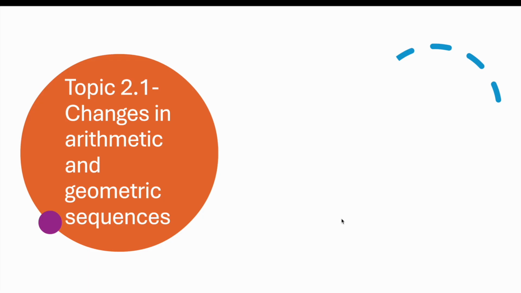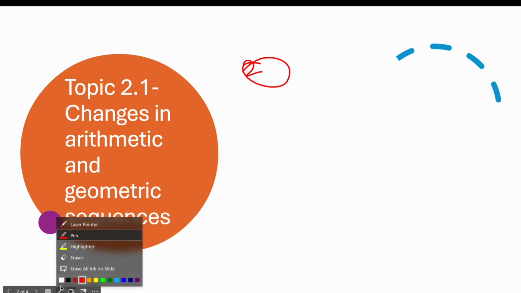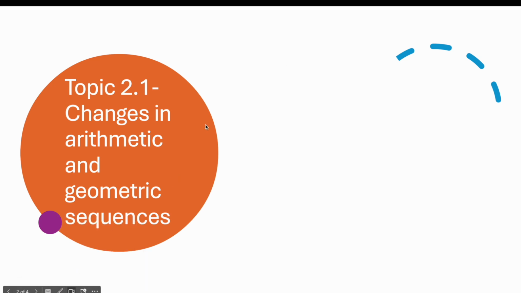So our first topic is actually topic 2.1, and it's changes in arithmetic and geometric sequences. So there's two ways to find this, right? And those ways are recursive and explicit sequences. So what is an arithmetic or a geometric sequence, in fact?